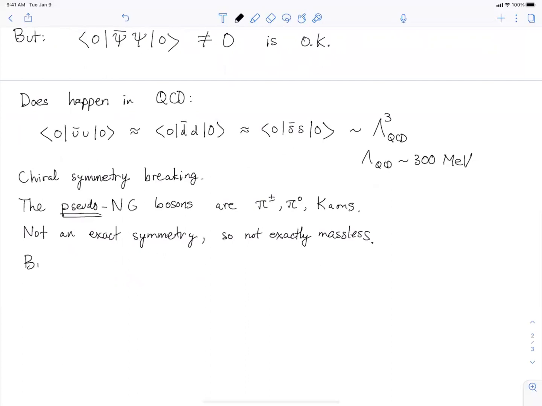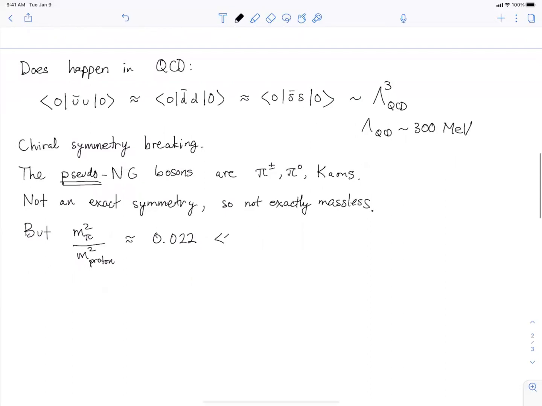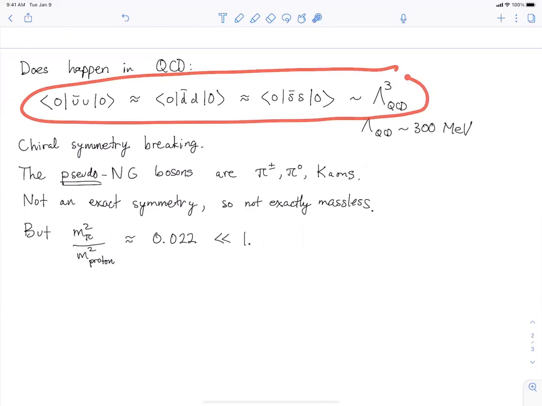And in fact, if you think about it, they are, because the mass of the pion squared over, say, the mass of the proton squared turns out to be about 2%. Notice it's the mass squared that really matters. This is a very small number. And so one way of understanding why pions are so light compared to protons is because they are the pseudo Nambu-Goldstone bosons of this symmetry breaking given here.